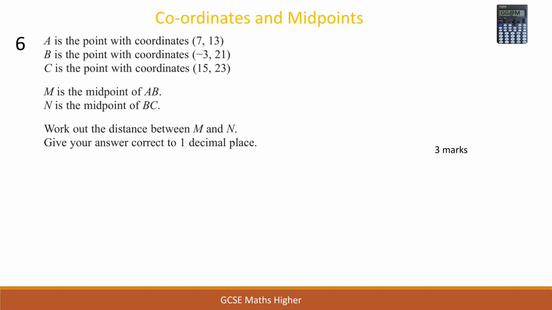This is a question on coordinates and midpoints. So you're told the values of 3 coordinates. You're told that M is the midpoint of A to B, between these 2. N is the midpoint of B to C, between these 2. And you've got to work out the distance between M and N. You've got to give your answer to 1 decimal place for 3 marks.